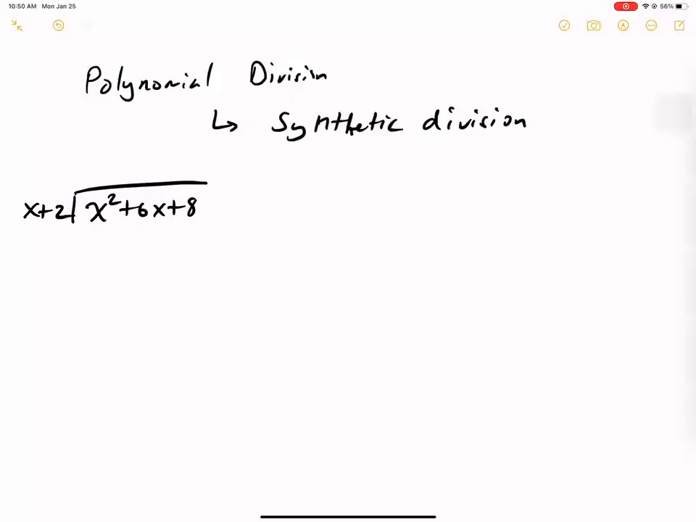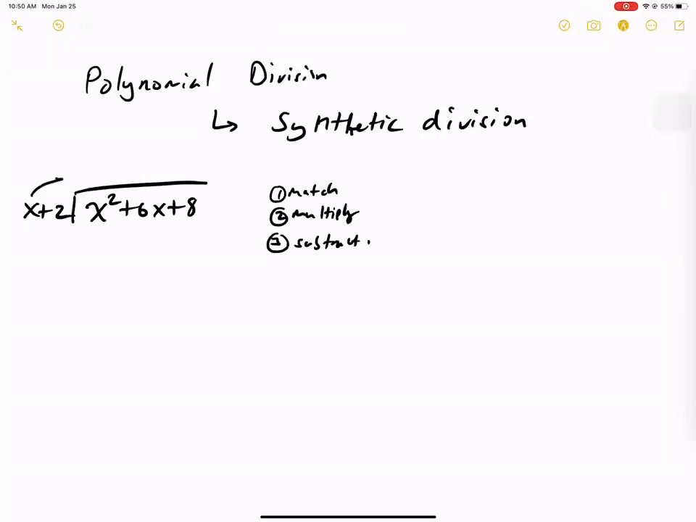Okay. So we worked on this in our last homework. We do 3 steps. 1, we match. 2, we multiply. And then 3, we subtract. Okay, so we're going to do those 3 steps.